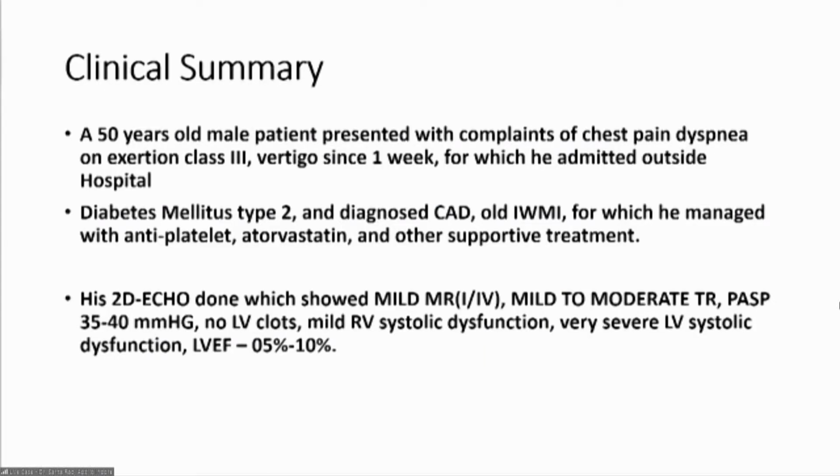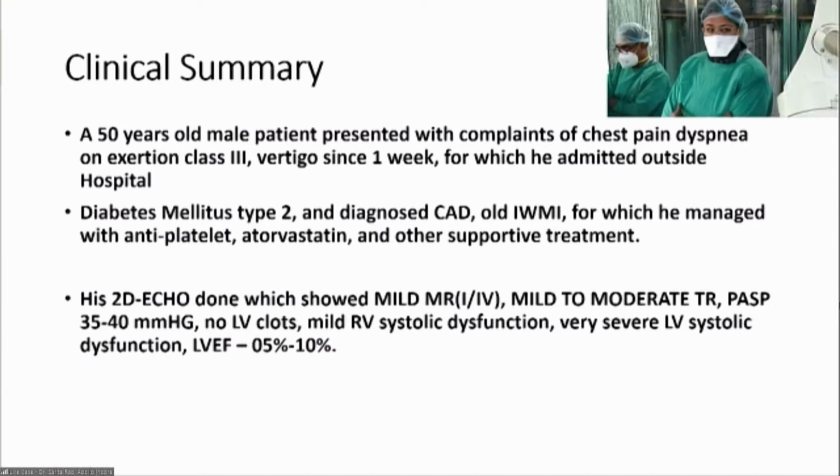So this is a 50-year-old male patient. He presented with chest pain and dyspnea on exertion class 3 and vertigo since the last 1 week. He was admitted in an outside hospital. He's diabetic. He was diagnosed as coronary artery disease, old inferior wall myocardial infarction, and was managed with medical therapy, antiplatelets, statins, and other supportive treatment. His echo, done outside, showed a mild MR, mild to moderate PR, PA pressure about 40, no LV clots, mild RV systolic dysfunction, and very severe LV systolic dysfunction. His ejection fraction, reported outside, was 5 to 10%.